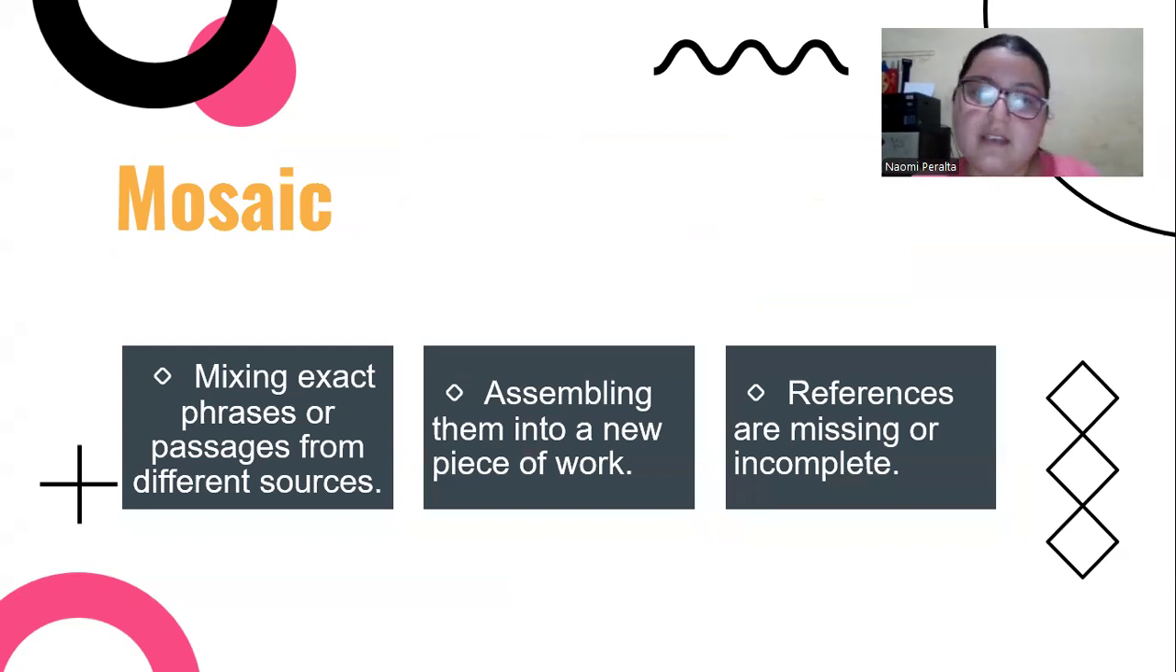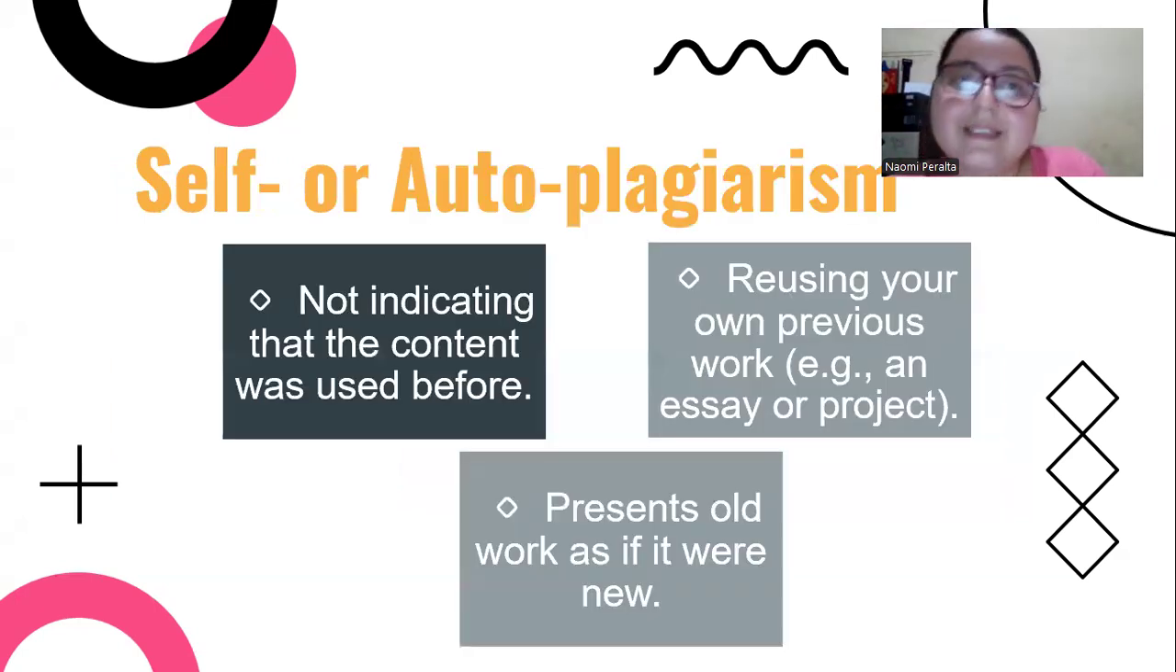Second is mosaic. This is mixing exact phrases or passages from different resources and assembling them into a new piece of work. Like, I have one resource here, I took a phrase from here. From another resource, I took a paragraph from here, and so on. And references are usually missing or incomplete.